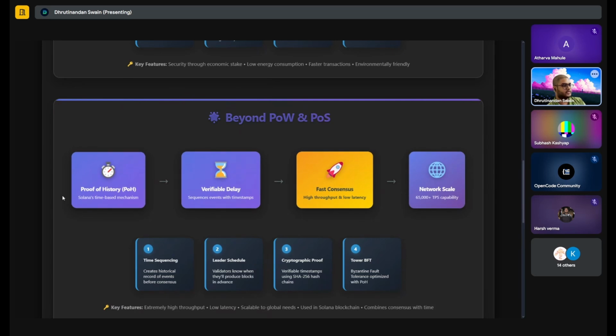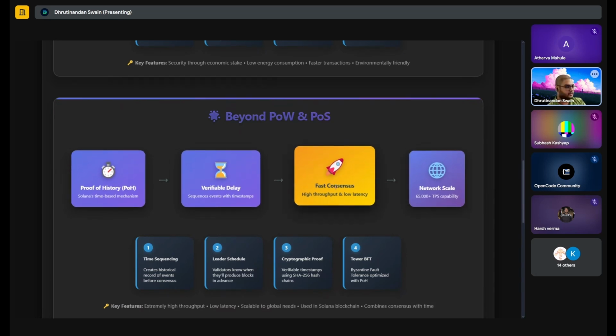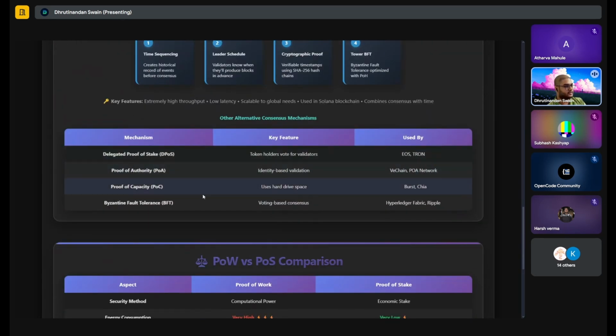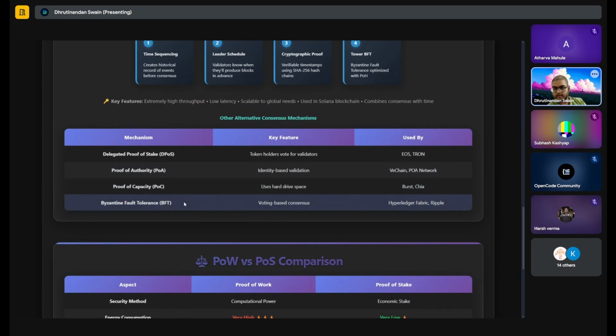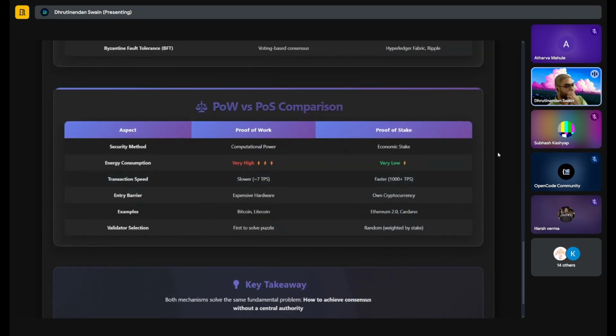So this is the block-style representation of that. Key features. There are multiple consensus mechanisms other than these three, such as delegated proof of stake, proof of authority, proof of capacity, and many others. Now let's compare proof of work and proof of stake.